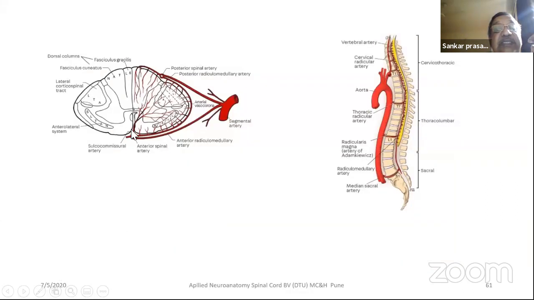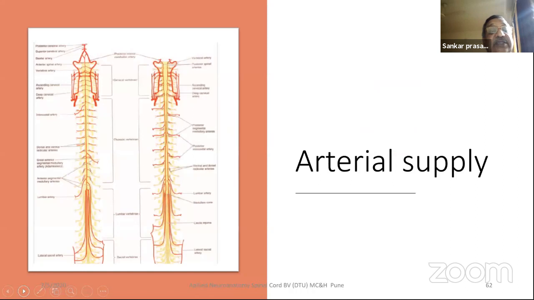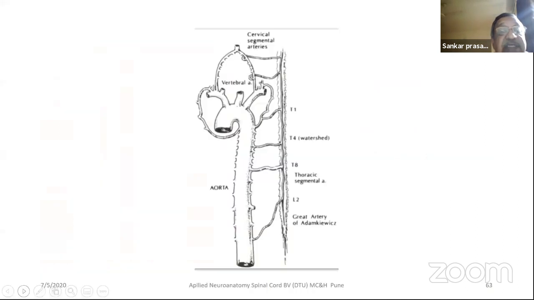And as you see, these are the anterior spinal. This is the commissural artery, and sulcal commissural artery is giving branches into the parenchyma. Anterior radiculomedullary artery, this is a segmental artery, that's what I was telling. The posterior spinal artery, posterior radiculomedullary artery, and this diagram you'll have to draw in the exam if it is asked. So arterial supply, again we have already seen this.